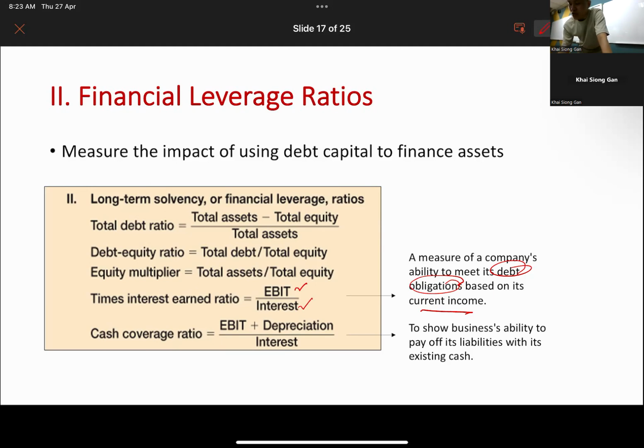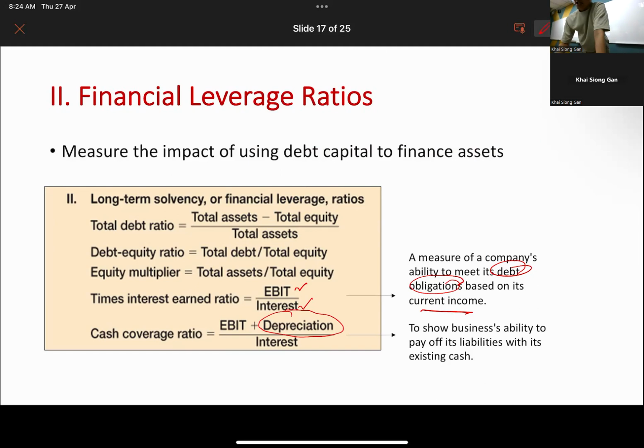And cash coverage ratio means I look at the existing cash that I have, so I add back depreciation. Why do I add back depreciation? Because depreciation is a non-monetary expense. It is an expense, but it does not incur cash. So I can add it back because that's still my cash to pay for my business. These two are not important, you can skip the last two.